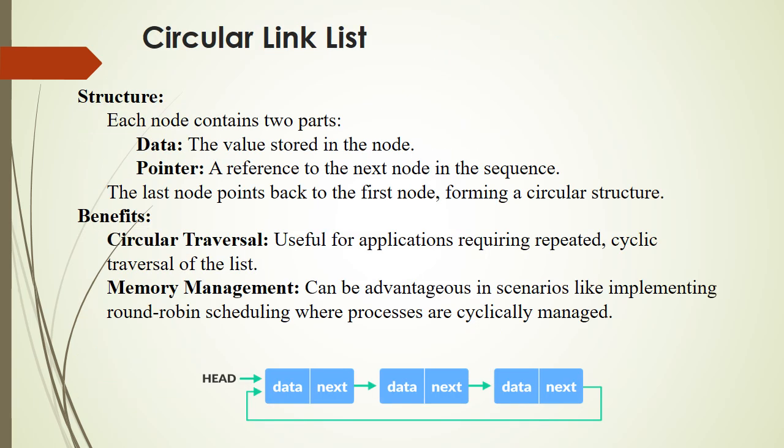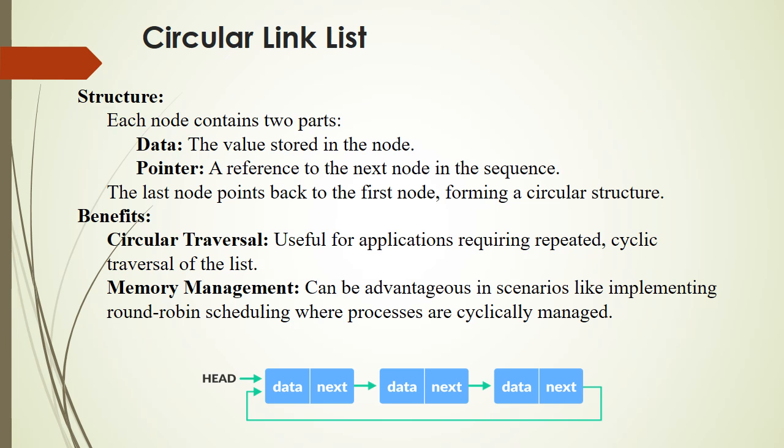Now the next type is the circular linked list. A circular linked list is a variation where the last node points to the first node, forming a circular structure. This means there is no null reference at the end of the list. A circular linked list can be either a singly linked list or a doubly linked list.